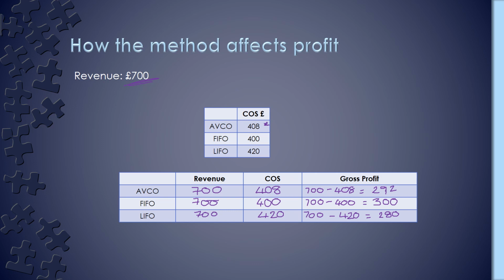So you can see here why only AVCO or FIFO can be used in UK accounts, because using the Lifo method, you're actually reducing your gross profit. The reason that you're reducing it is because you take the value of your most recent purchases first. It's always going to be a higher cost of sales, so your gross profit is always going to be lower. Hopefully that slide will show you the difference in how the method you choose actually affects the cost of sales and therefore affects the gross profit overall.